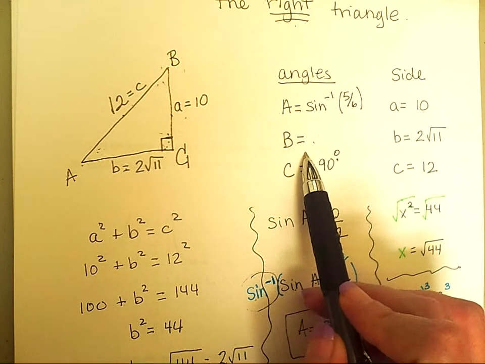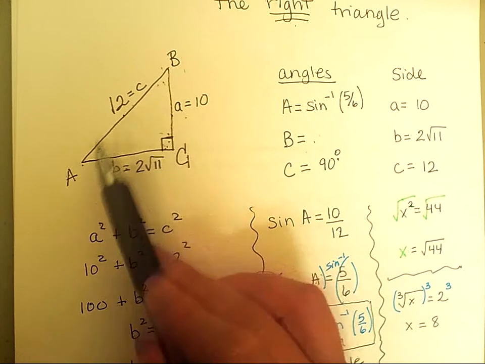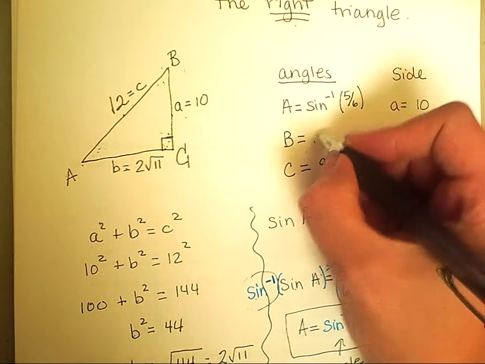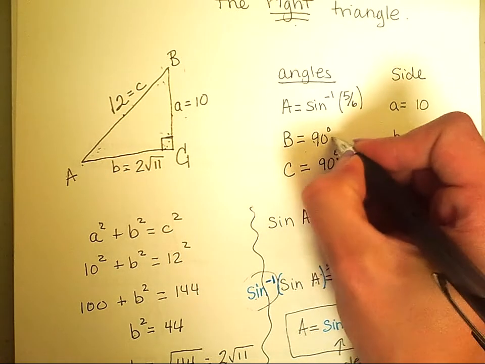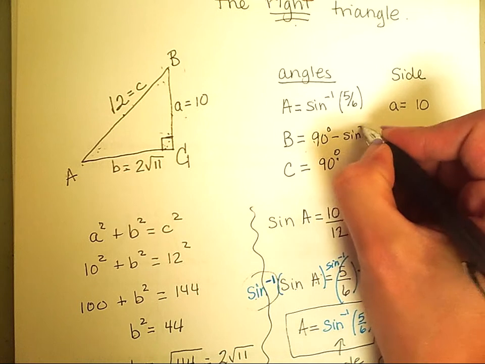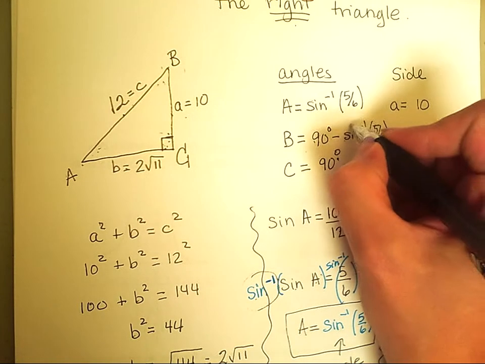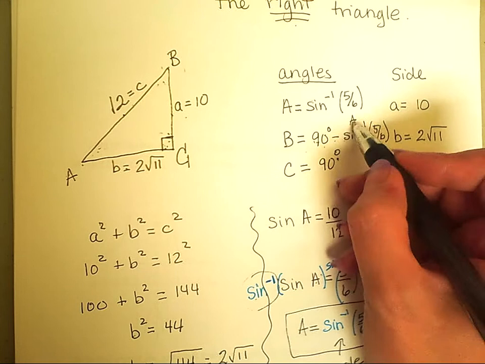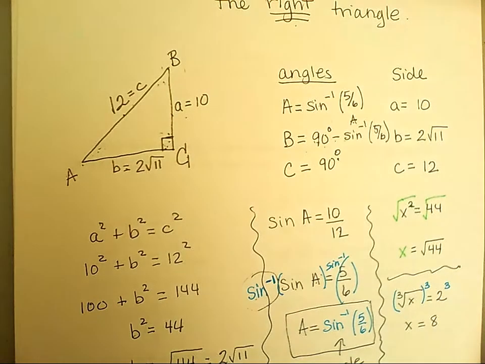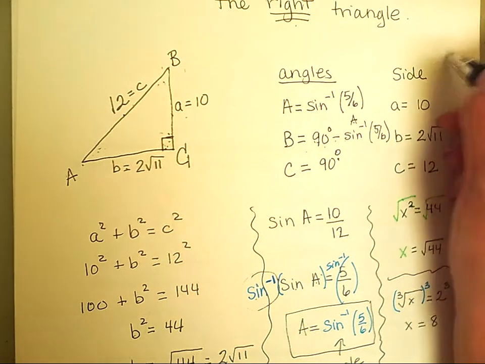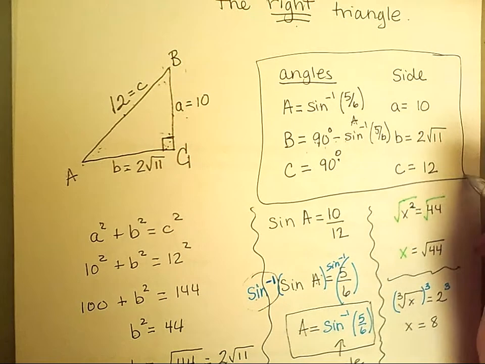Now the last one we have to find is just angle B. We know angle A and angle B add up to 90 degrees, so B has to be 90 degrees minus the inverse sine of 5 over 6, which is angle A. 90 minus angle A would be equal to B. So this is how we would solve.